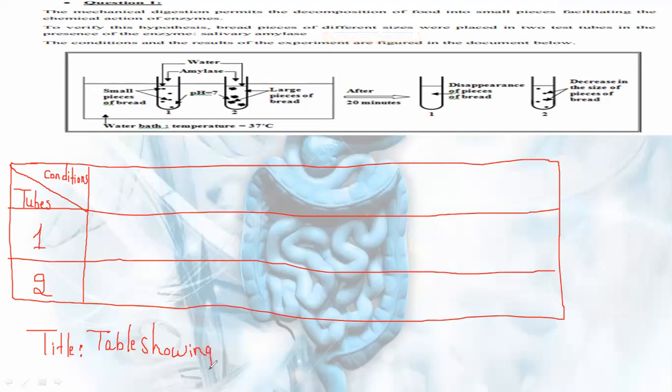No, it's not showing the variation. They said draw the table showing the conditions and the results. So the title is: table showing the conditions and results of the experiment, or of the experiments. This is, I wrote the title.